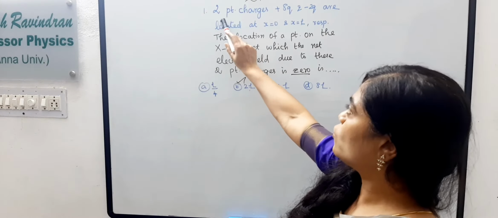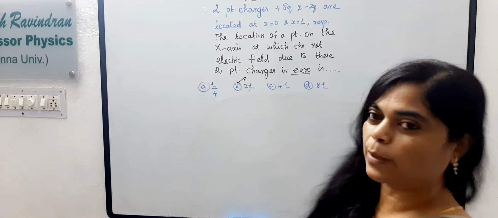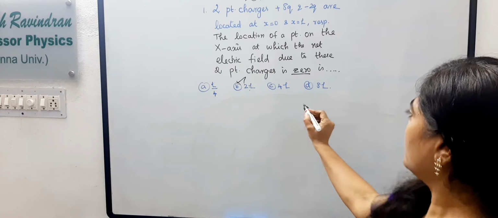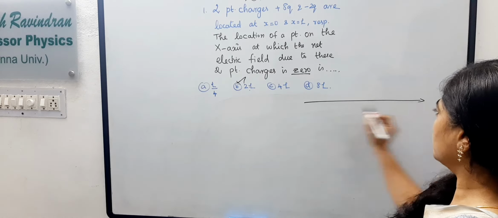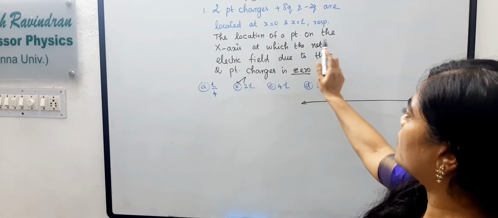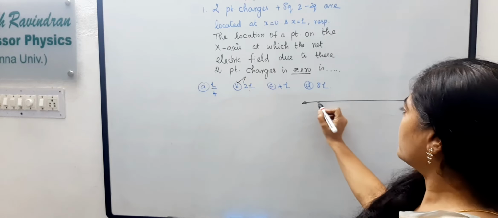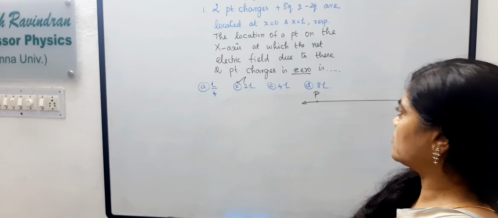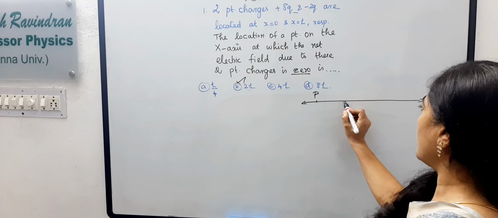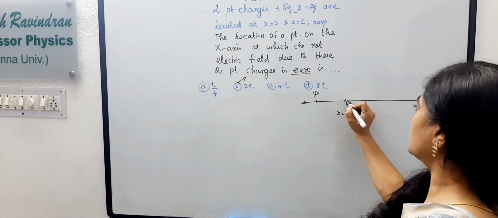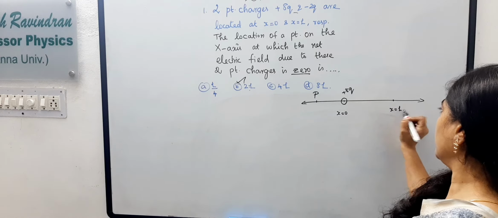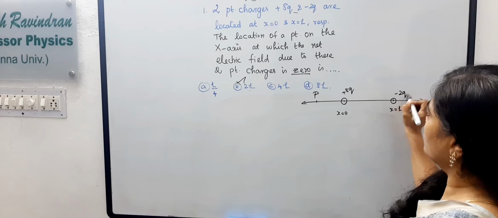What is the question? Two point charges plus 8q and minus 2q are located at x is equal to 0 and x is equal to L. Say for example, if you draw like this, it is an x-axis, right? The location of a point on the x-axis. Let P be any point on the x-axis, and they are given two point charges, plus 8q at x is equal to 0, and at x is equal to L, it will be minus 2q, right?